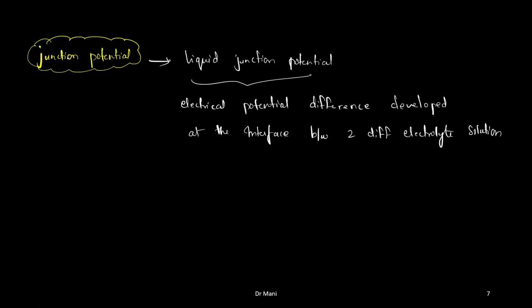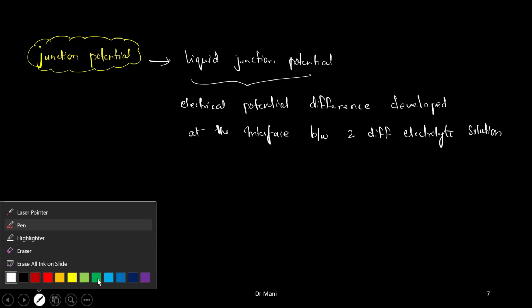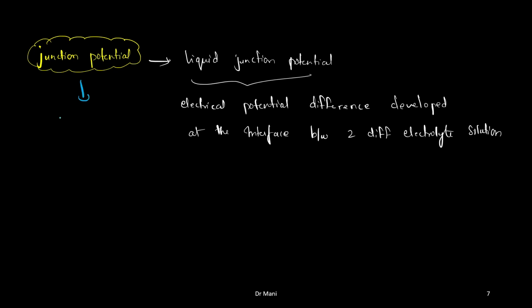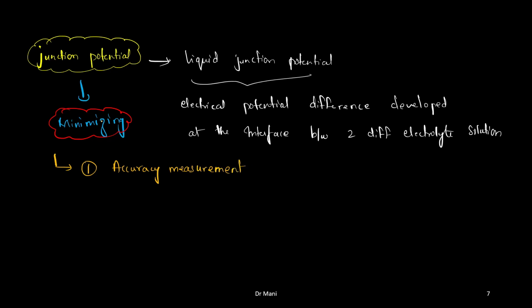And we need to minimize this. The reason being, how does minimizing help? One is that it helps accuracy of measurement. If you are calculating any E cell measurements, you have to get this accuracy, and that accuracy can only be maintained if the junction potential is minimal. If there is a large junction potential, it can produce errors in the potential difference between the electrodes. So your calculations will go wrong.